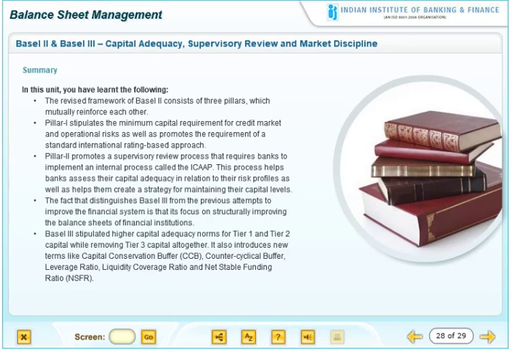The fact that distinguishes Basel III from the previous attempts to improve the financial system is that it focuses on structurally improving the balance sheets of financial institutions. Basel III stipulated higher capital adequacy norms for Tier 1 and Tier 2 capital, while removing Tier 3 capital altogether. It also introduces new terms like Capital Conservation Buffer (CCB), Counter-Cyclical Buffer, Leverage Ratio, Liquidity Coverage Ratio, and Net Stable Funding Ratio (NSFR).